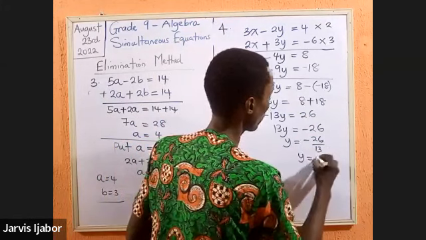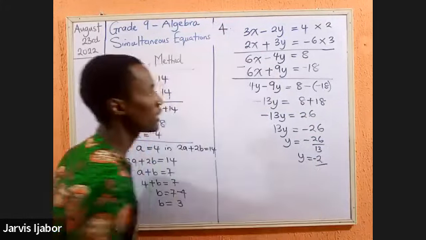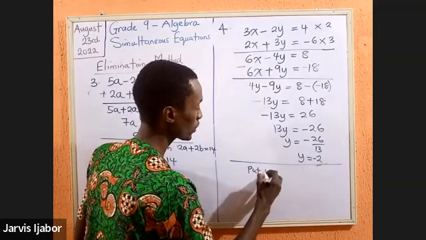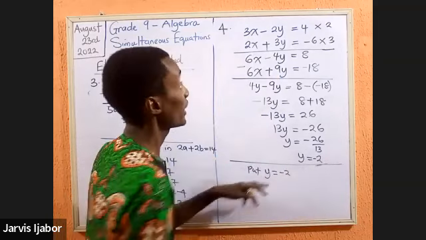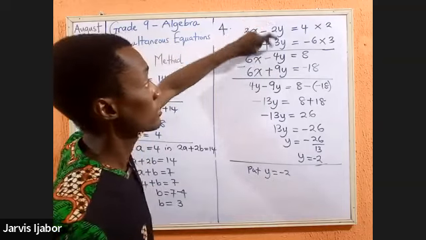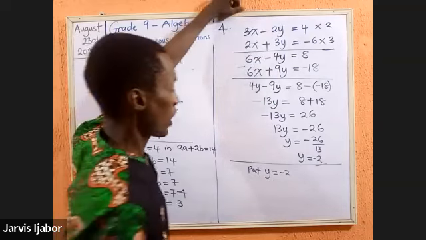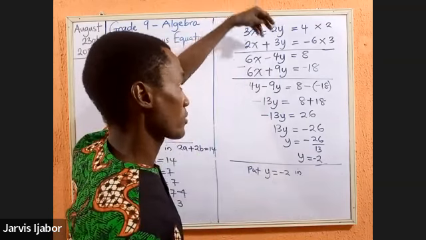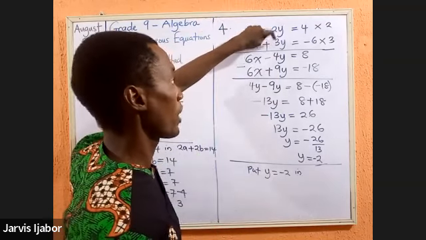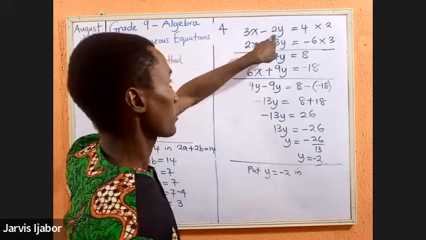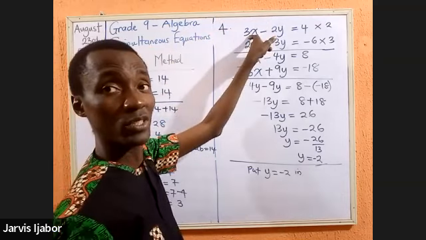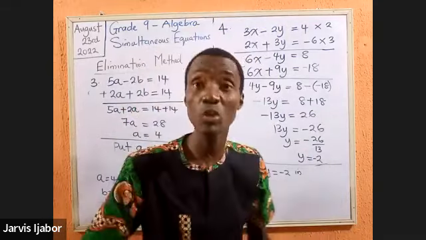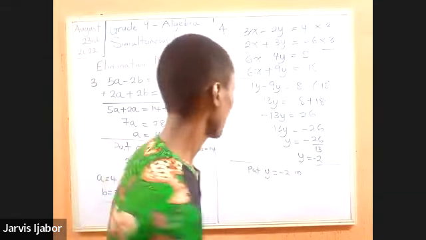And y will be equal to what? Negative 2. Now, having done this, I will put y equal to negative 2 in any of these equations. I always tell my students to avoid where you have a negative coefficient. I can put it here because the coefficient of x here is positive. It's best that way. So I'll use equation 1. But if you put it in any of the equations, you still get the same result.